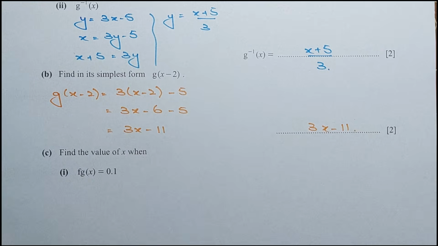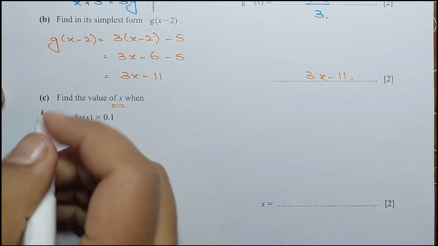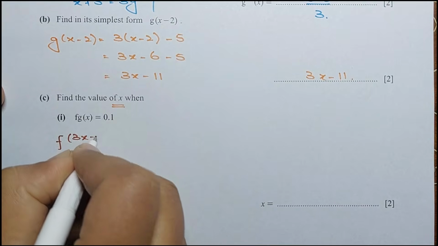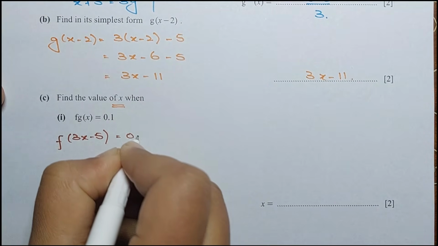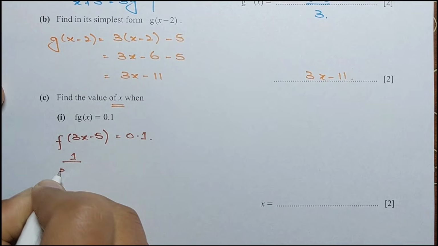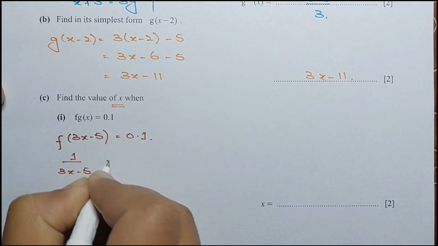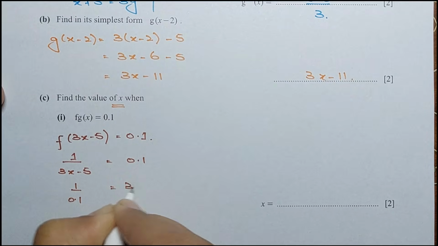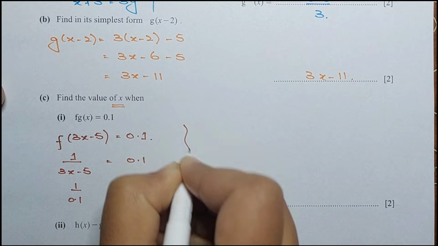Part C, find the value of x when f g of x is equal to 0.1. All right, so f and g of x is 3x minus 5. This is equal to 0.1. Now f of x is 1 over x. So 1 over 3x minus 5 equals 0.1. 1 over 0.1, this becomes 3x minus 5. We have to solve for x.